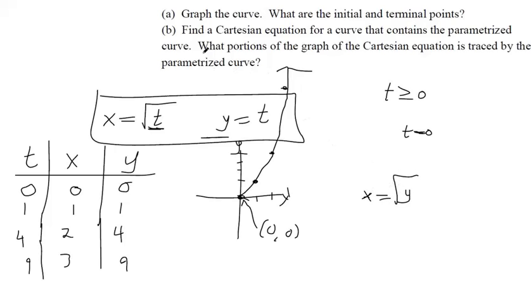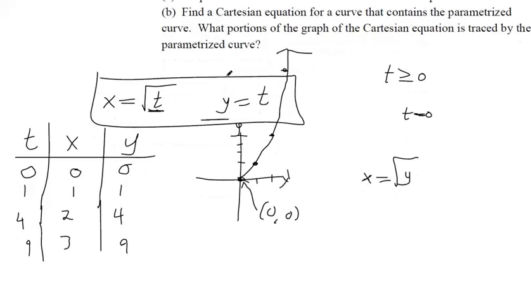Okay. And then they ask what portions of the graph of the Cartesian equation is traced by the parameterized curve. So sometimes when you make that substitution, you lose some of the parameterized curve. Okay. Let me see. How could we possibly lose something? I think we're good. I don't think we lose any part of the parameterized curve here, because if you were to graph this, x equals square root of y, it should be the same thing.